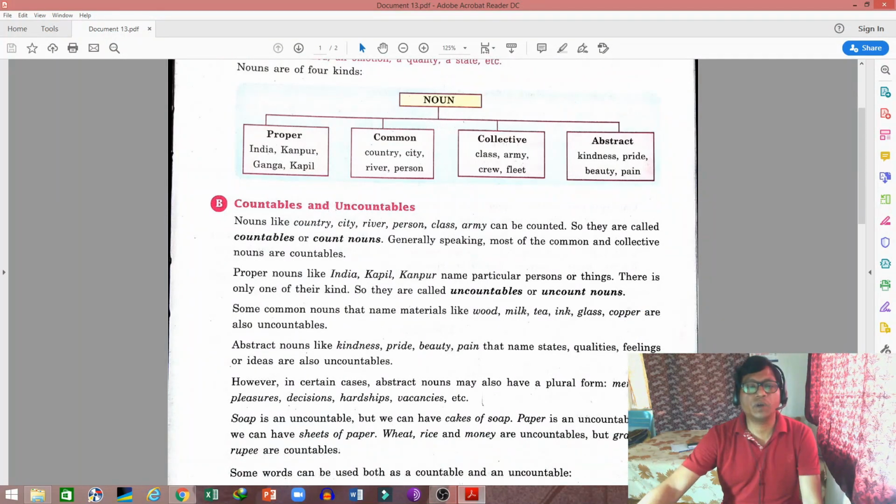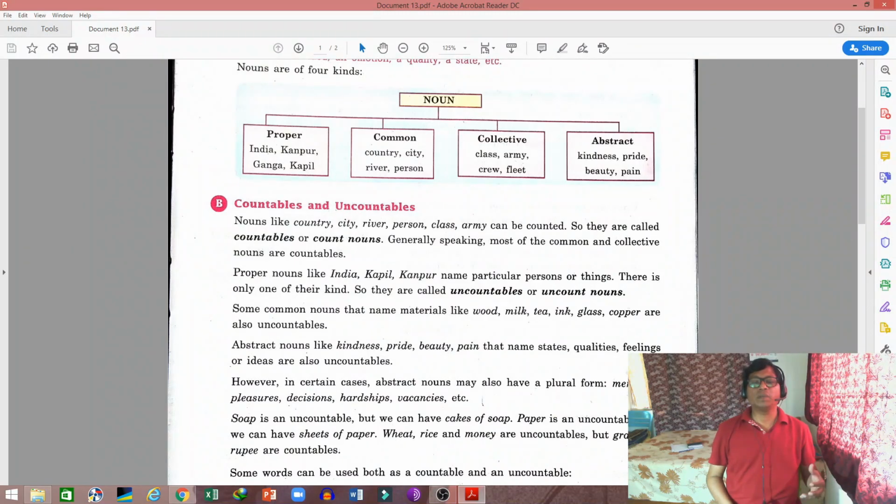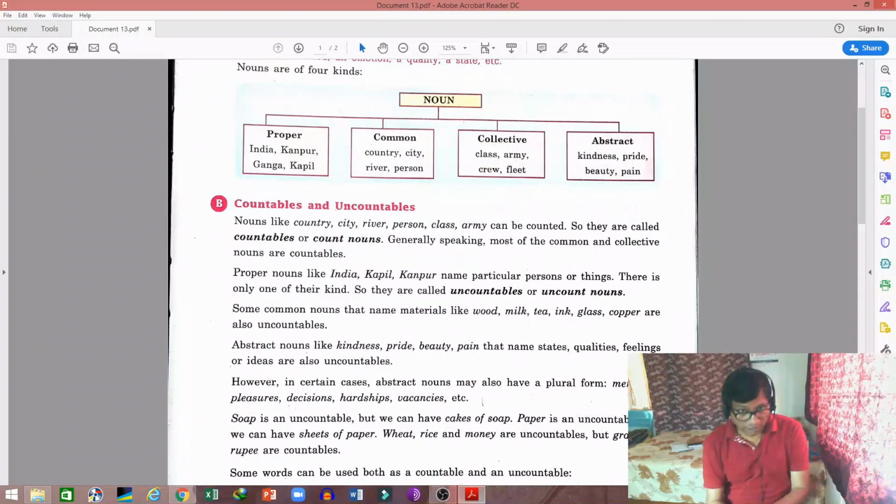Now we come to the proper nouns, like India, Kapil, Kanpur, name of a particular person or thing. So there is only one kind of that name or the person or the place, etc. So we call it proper noun. Proper means particular noun. So if I call somebody Kapil, there is one Kapil all over the world and there is no more Kapil. So it is a proper noun, right? Proper noun, like India, Asia. Then you call America, it's a proper noun, right?